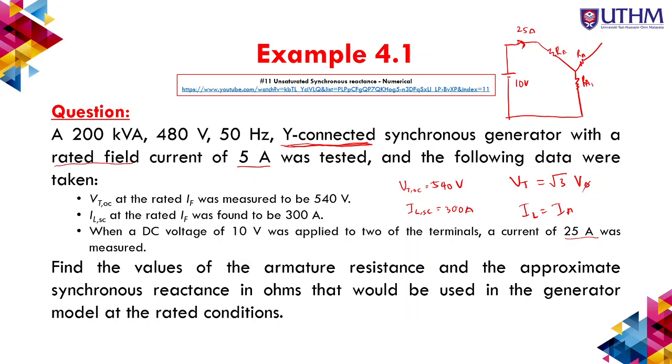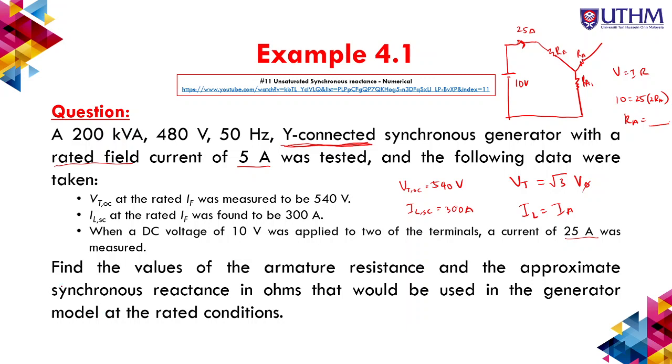Can we calculate the RA? Yes. Okay, so by doing Ohm's law, V equals IR, where V is 10 and I is 25. Since these two are in series, R is 2 RA. Okay, so then we will get the RA.